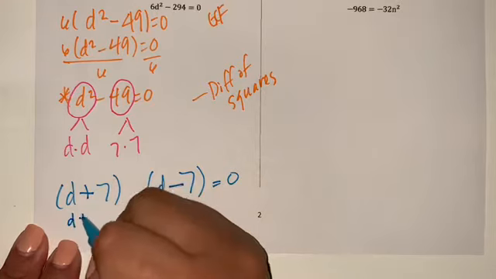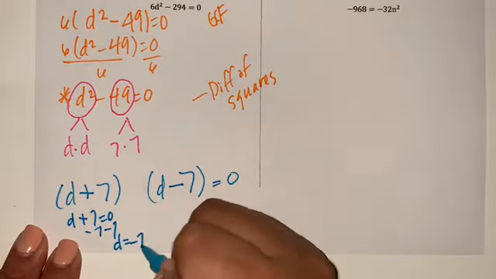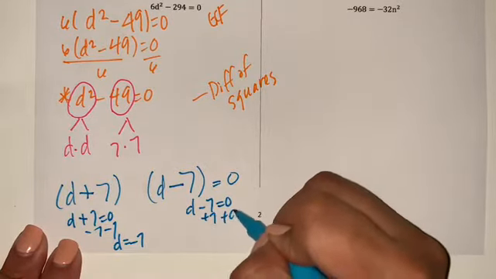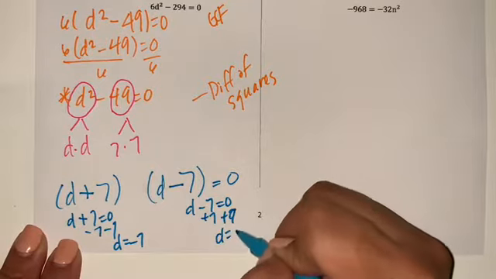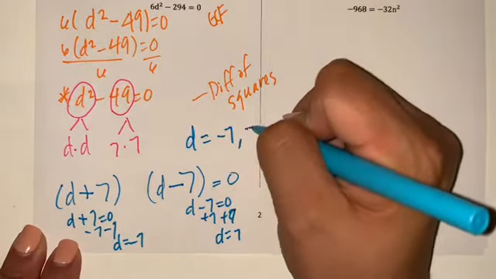And then d plus 7 equals 0, minus 7 minus 7. D equals negative 7. d minus 7 equals 0, plus 7 plus 7, d equals 7. So your solution is going to be d equals negative 7, comma 7.